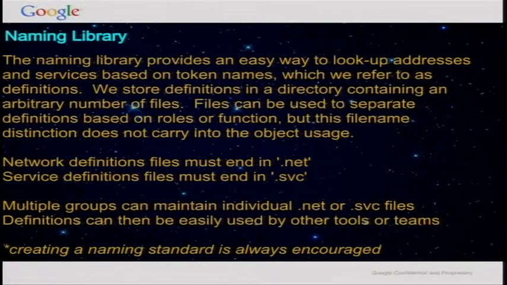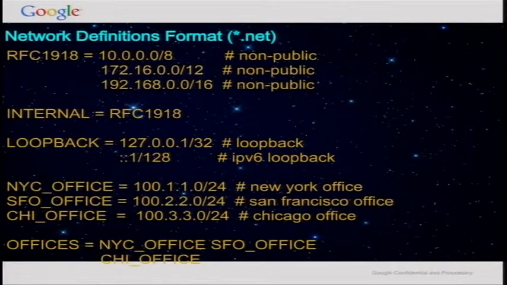So we'll look at the naming library real quick, and I've already talked about this. So this is what it would look like to define, say, RFC 1918 space. You just say RFC 1918 equals 10/8. You can put a comment after it. You can then re-tag it, so you say internal equals RFC 1918. You can have IPv6 and IPv4 on the same line, loopback equals.